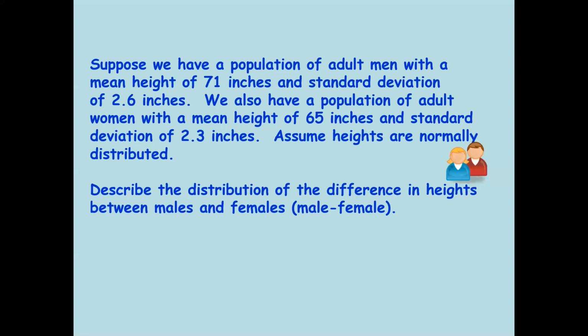So suppose we have a population of adult men with a mean height of 71 and a standard deviation of 2.6. We also have a population of adult women with a mean height of 65 and a standard deviation of 2.3. Assume heights are normally distributed. Describe the distribution of the difference in heights between males and females.